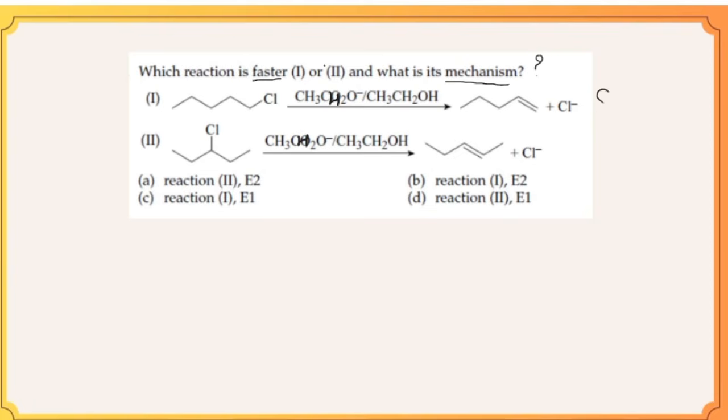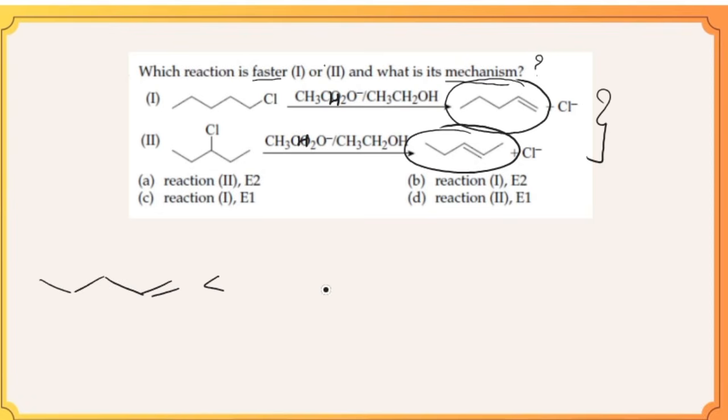Now, which reaction will be faster? Both of them are elimination reactions. So the reaction conditions are also the same. Then how to decide? By the stability of the products. Whichever is more stable between 1-pentene and 2-pentene, that will be forming faster. So between these two molecules, 1-pentene is less stable because of less number of alpha hydrogens. You can see that there are two alpha hydrogens here. That means only these two can undergo hyperconjugation, hence less stability.